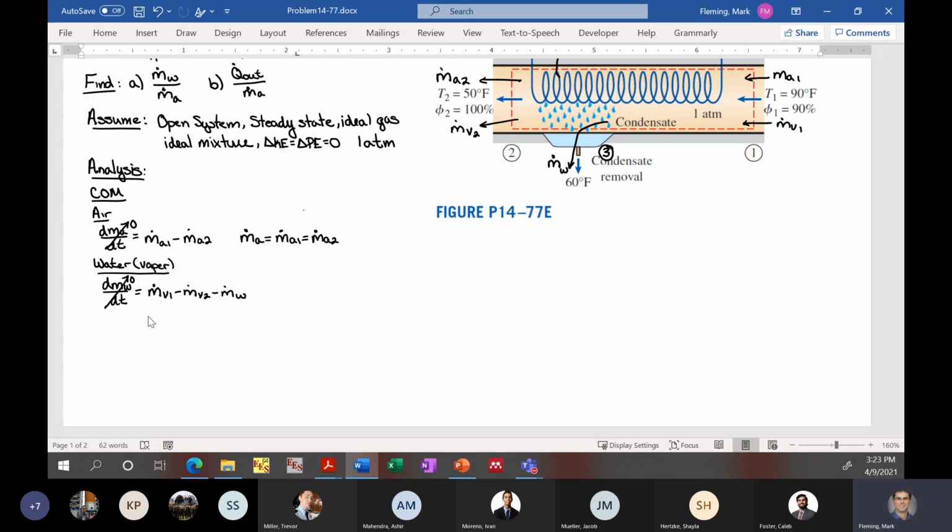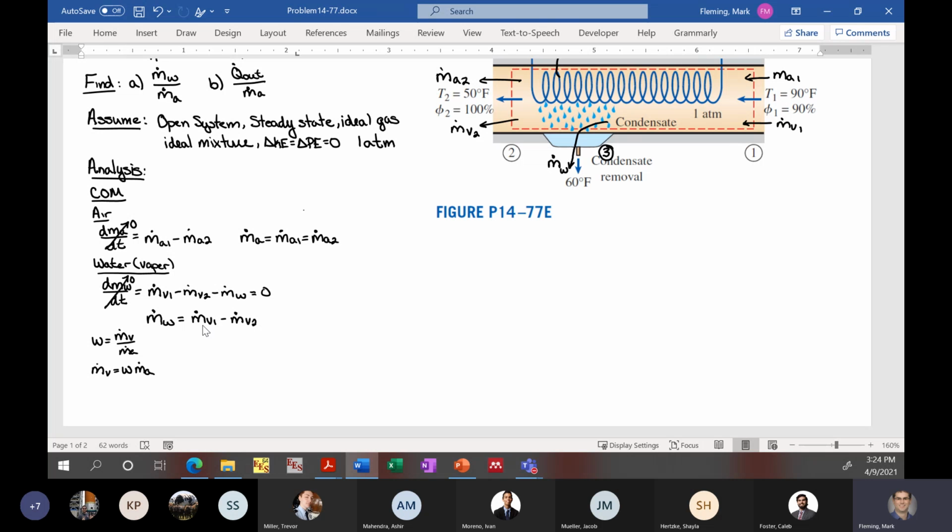Now, like we did in the previous example, we said we know this is equal to 0. And so what we'll do is solve this for the mass flow rate of the liquid water. We'll note that this becomes the mass flow rate of the vapor at state 1 minus the mass flow rate of the vapor at state 2. So we just have the change in the water vapor. And at this point, we'll go ahead and take advantage of the fact that we have the humidity ratio, which equals the mass flow rate of vapor over the mass flow rate of the dry air. And so we can say the mass flow rate of the vapor at any state is equal to the humidity ratio times the mass flow rate of dry air.